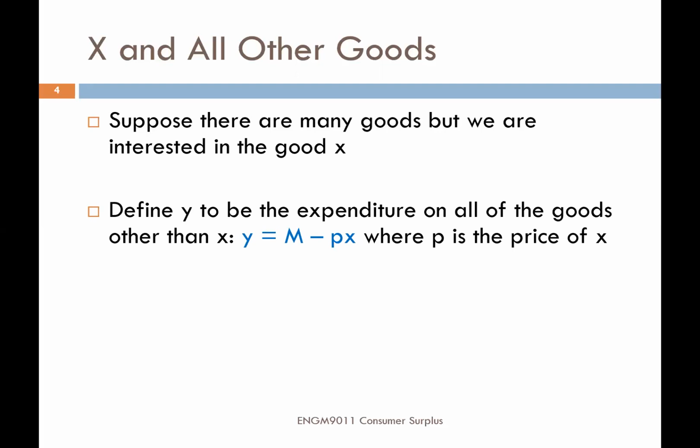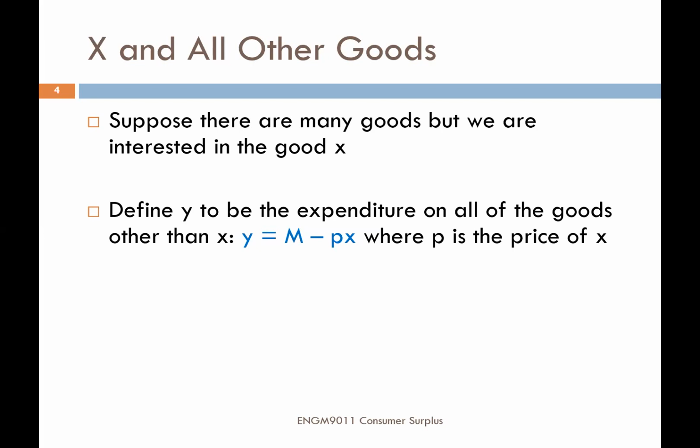I'm not going to put a subscript PX, as you're going to see in a second why. We're going to call the price of X P. So therefore, the expenditure on good X is P times X. If you buy X units of X, then the expenditure is P times X. You have income of M. That means you have M minus PX left over to spend on other goods. Now let's define the expenditure on all of the other goods to be Y. So Y is equal to your remaining income after your expenditure on good X. So it's M minus PX.